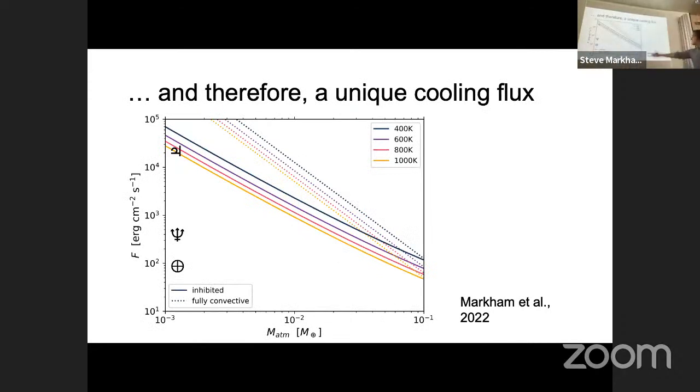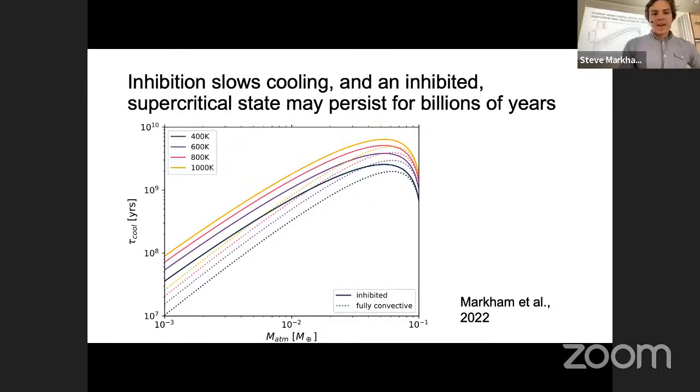This affects the thermal evolution of the planets. So here you have the planetary heat flux as a function of the atmospheric mass of these exoplanets, and then some solar system planets, Earth, Neptune, and Jupiter, for reference. And you find that the expected flux is lower for these solid curves compared to the dotted curves, which do not account for this effect. And this has an effect on the expected cooling timescale.